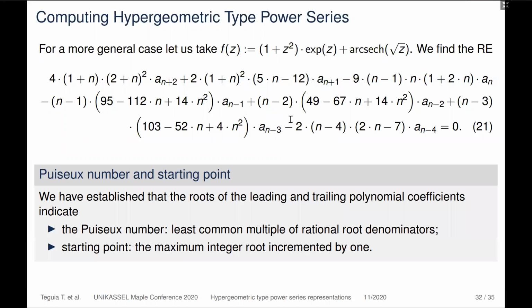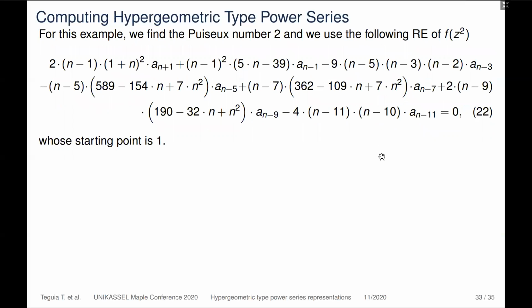Now to compute the starting point and the Poisson number, we have established also some lemmas and properties that show that the Poisson number can be computed as the least common multiple of the rational root denominators of the leading and trailing polynomial coefficients, and the starting point can generally be taken as the maximum integer root incremented by 1. So using that fact, here we have the Poisson number equal to 2, and now we compute the recurrence equation for f of z squared.